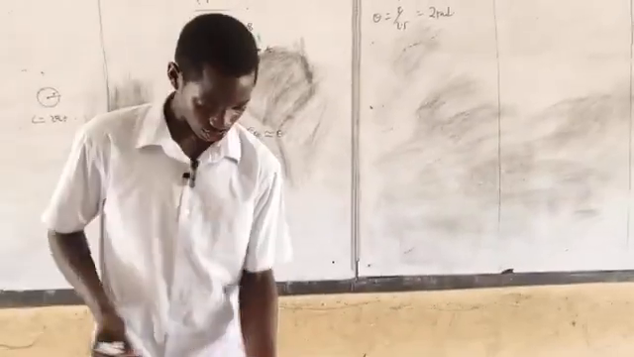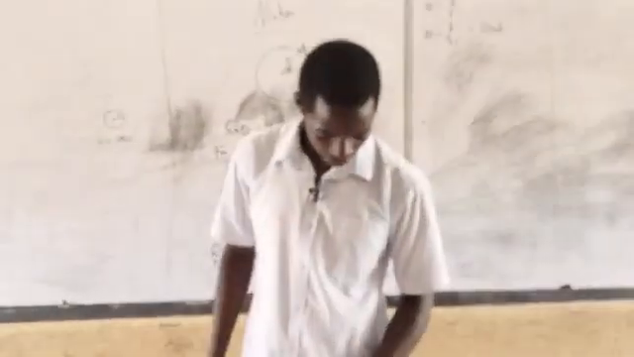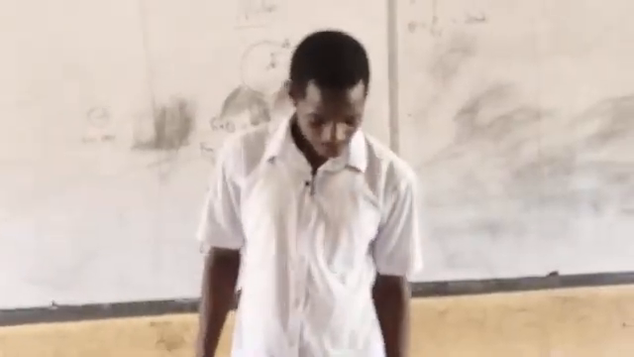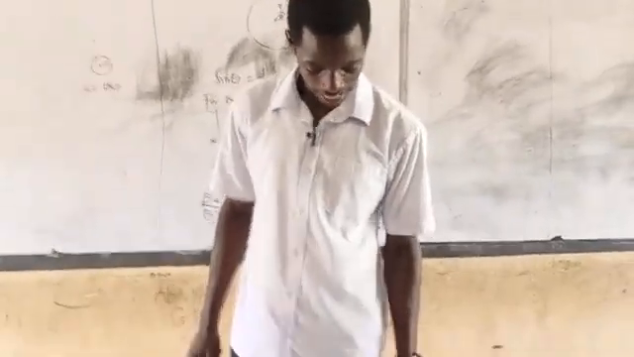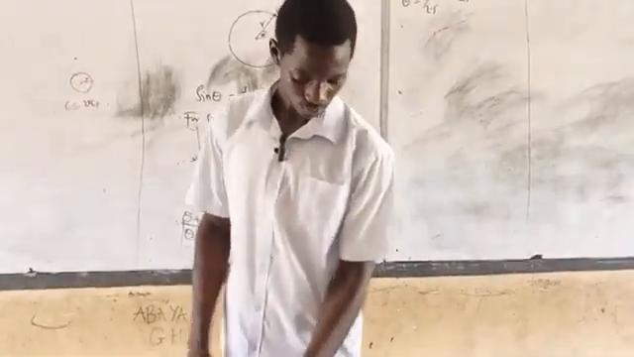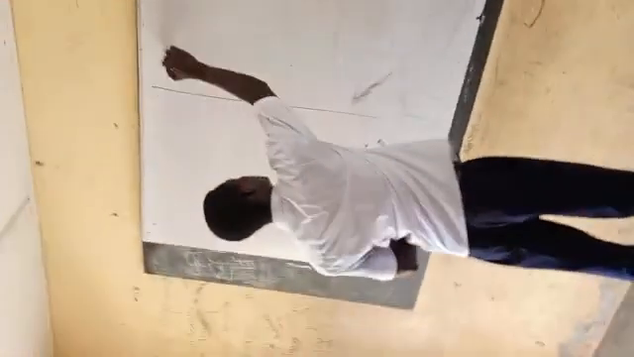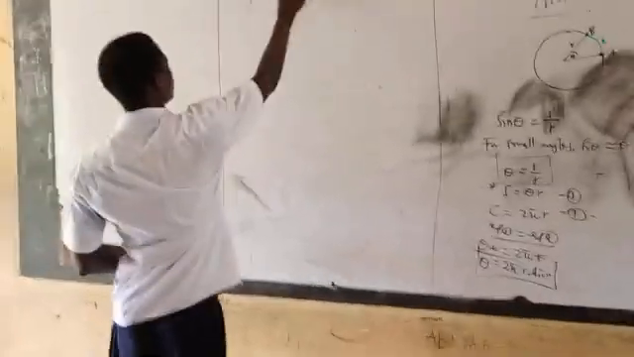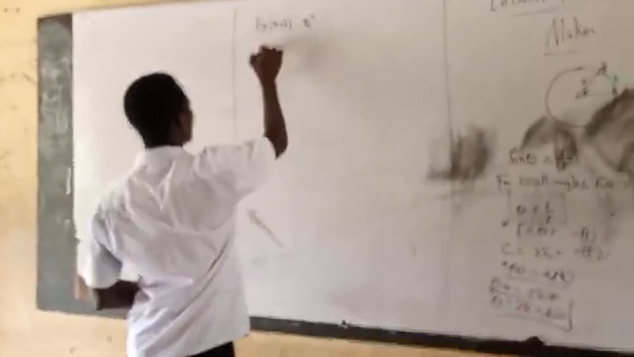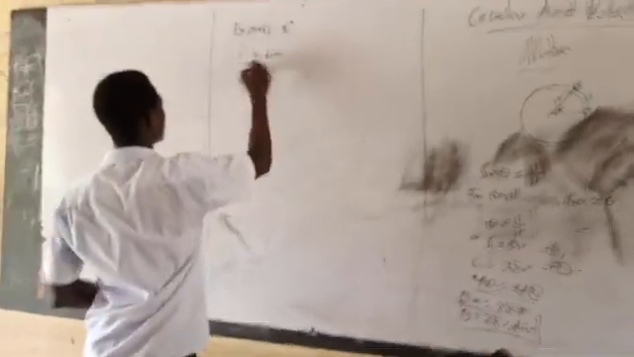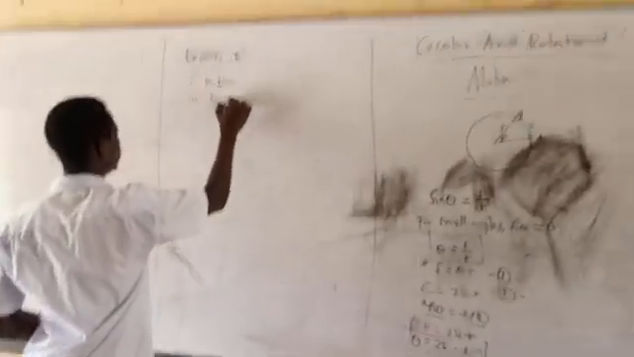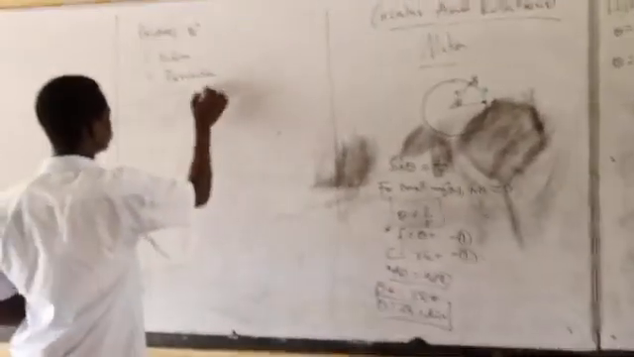Let us take the second question. The second question states: express an angle of 40 degrees in (i) radians, (ii) revolution. Solution.